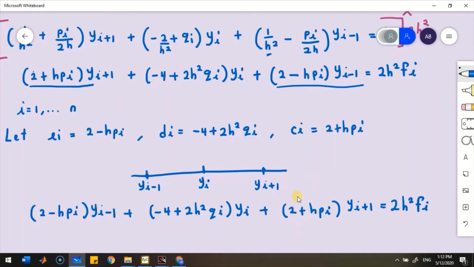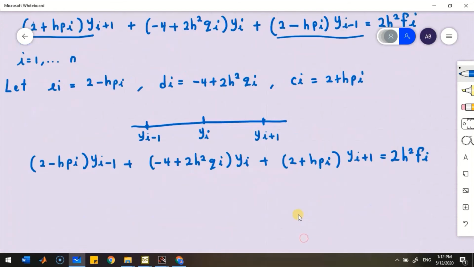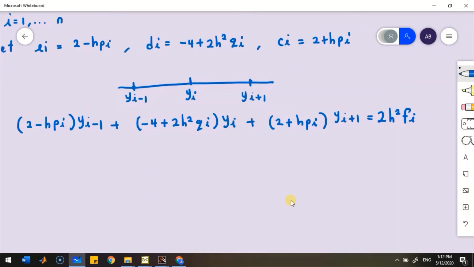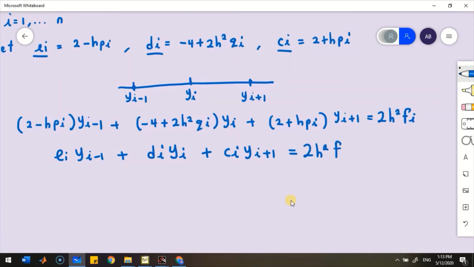Okay, so what happens next? Next, I'm going to write it in the form of ei, di, and ci. So this becomes ei yi minus 1 plus di yi plus ci yi plus 1 equals 2h squared f of i.